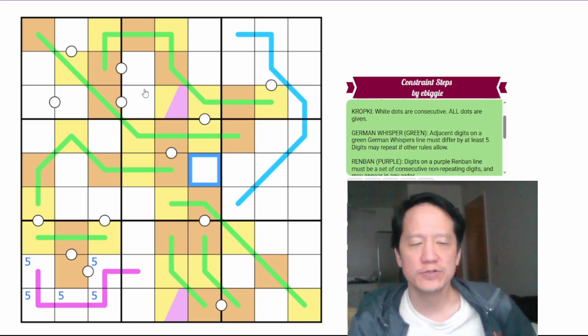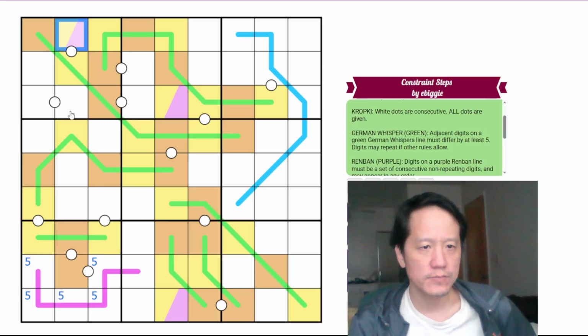This has to... Whoops. This has to be yellow or pink, because it's consecutive with a yellow. This has to be orange or pink because it's consecutive with an orange. This has to be yellow or pink because it's consecutive with a yellow. These are orange or pink because they're consecutive with an orange.